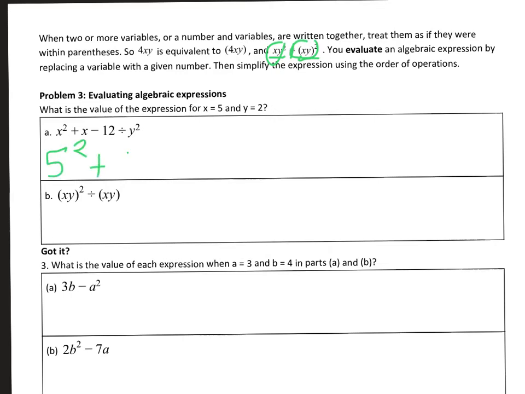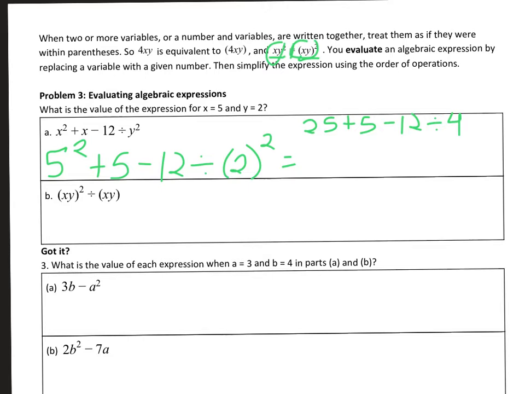5 squared plus 5 minus 12 divided by, I'm going to put it in parentheses, 2 squared, okay? So, simplifying that, to help you do this a little more efficiently, you look for parentheses, nothing to simplify inside of parentheses, so I would look at evaluating the powers or the exponents. I've got two of those, 5 squared and 2 squared. So I'm going to rewrite this as 25 plus 5, sorry, minus 12 divided by 2 squared is 4.